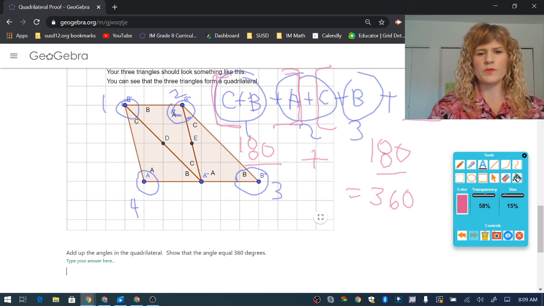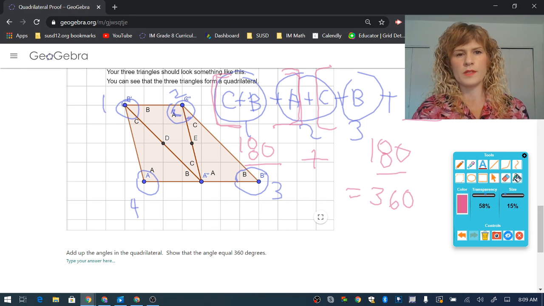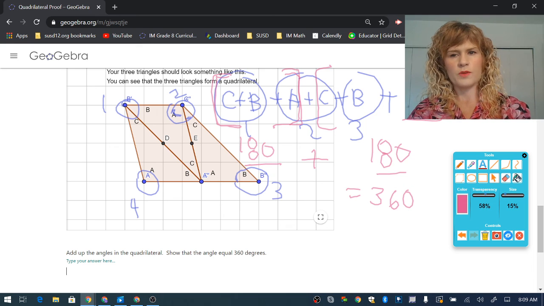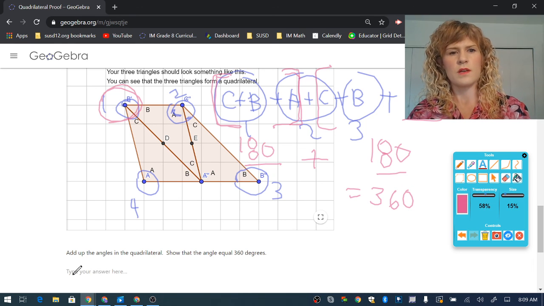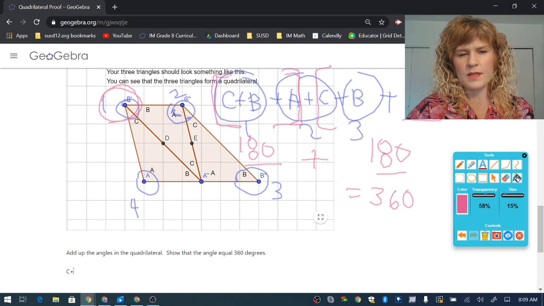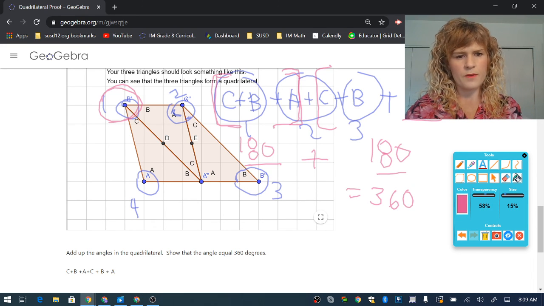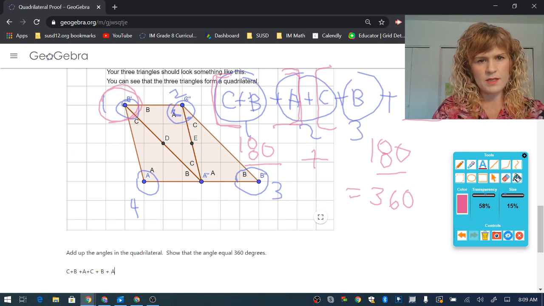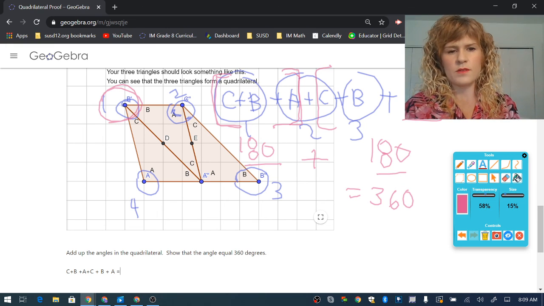Add up the angles in the quadrilateral, show that the angles equal 360 degrees. Start with where I showed you angle 1 right here. So we got C plus B, plus angle 2, A plus C, plus, now go down to angle 3, B, plus angle 4 is A. Let me check that. C plus B plus A plus C plus B plus A. Okay, good. So what does that equal?